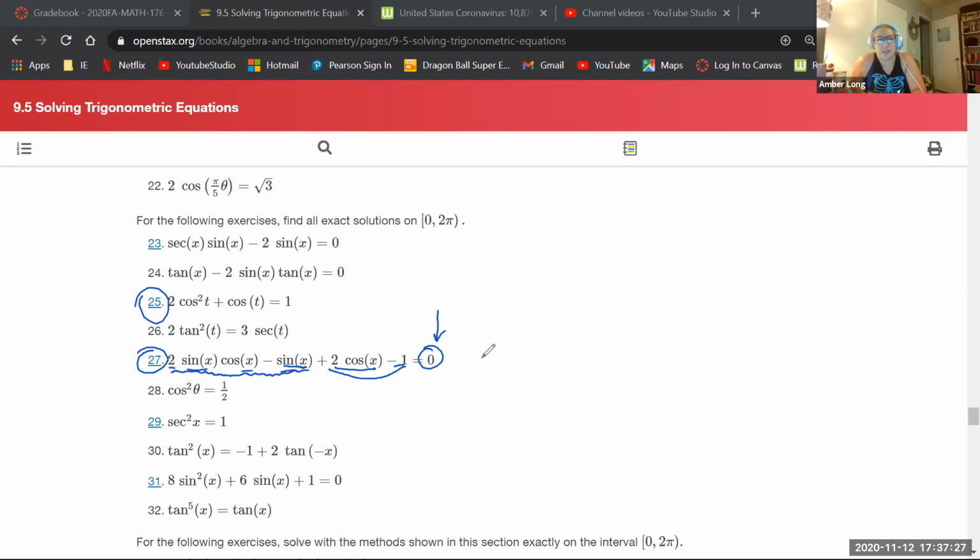Yeah, I think I just looked at the 2 sine of x and went down that road, and then I got stuck. Oh, yeah. Okay, thank you. I'll let somebody else go.